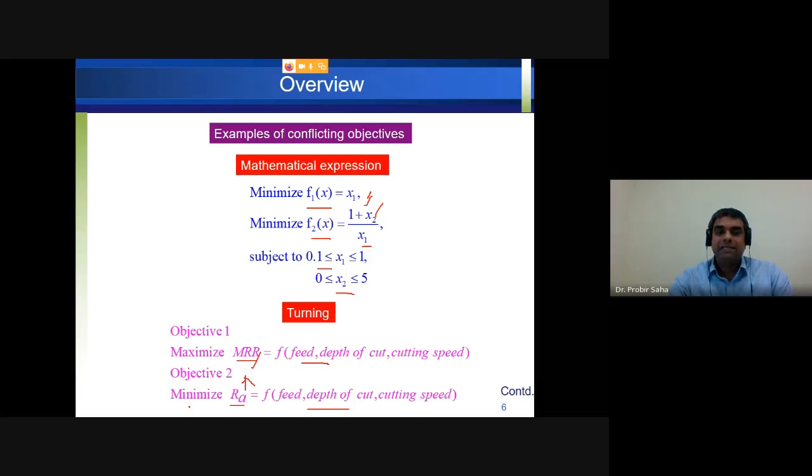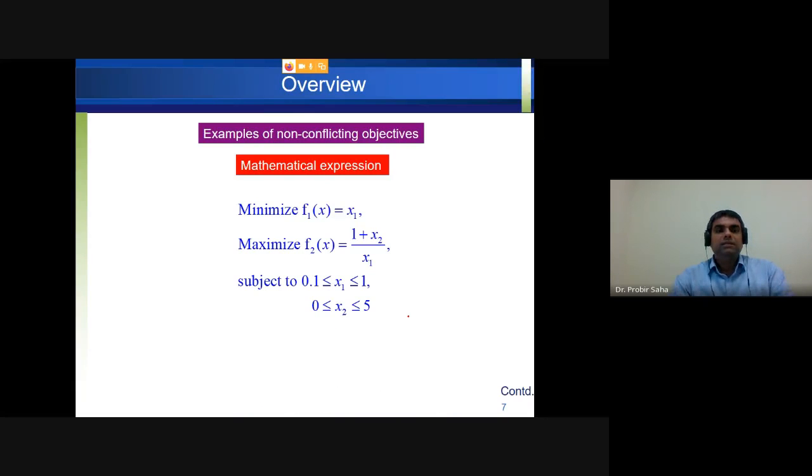So I can say the objective function MRR and the objective function Ra are conflicting with each other with respect to these process variables or decision variables. So I can treat it as a multi-objective optimization problem, and I can use any of the conventional, classical, or evolutionary multi-objective optimization techniques. Now, let's see non-conflicting objectives, just to have an idea of that.